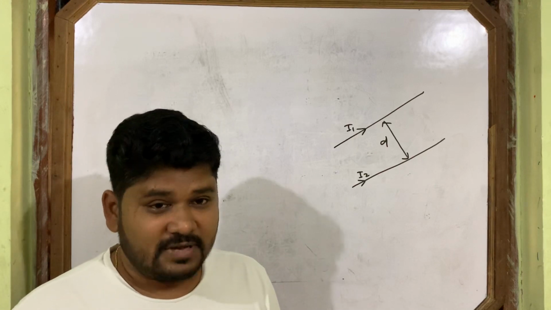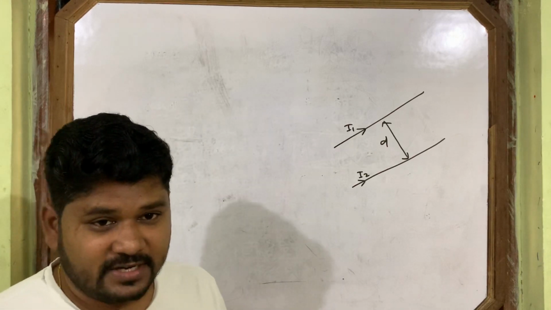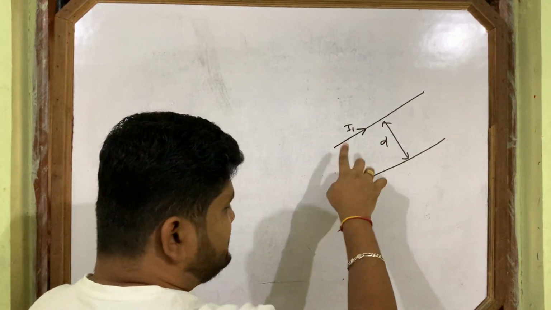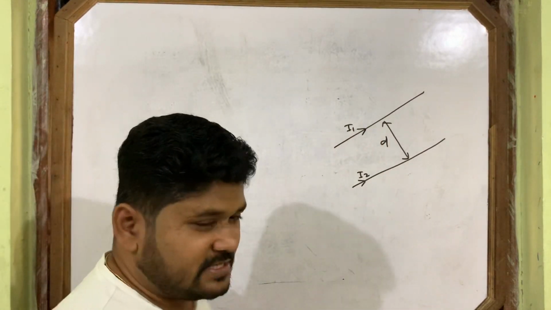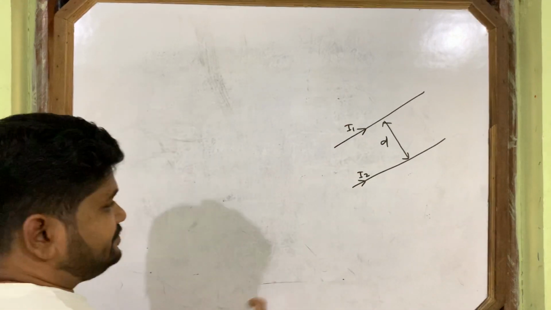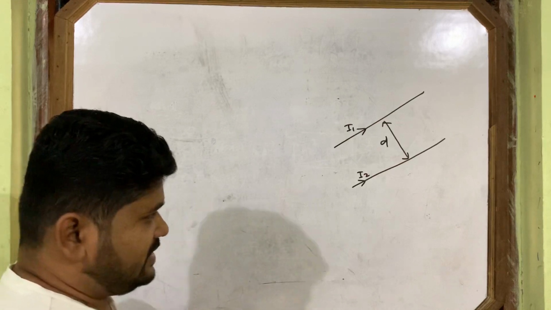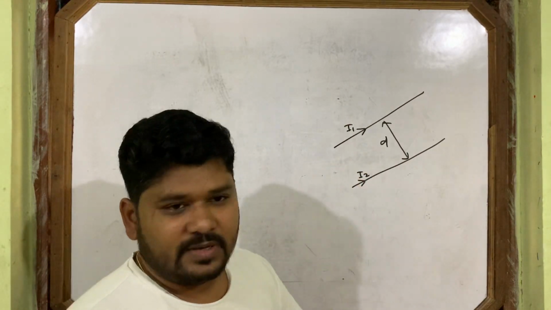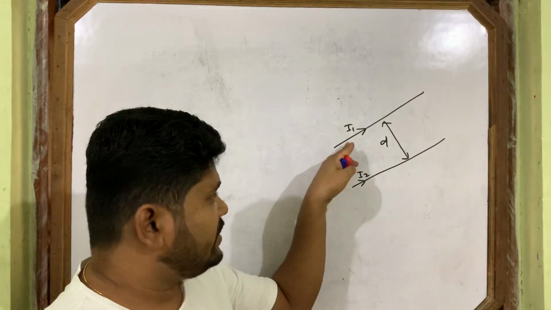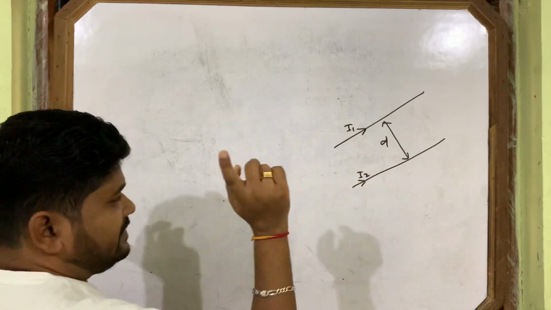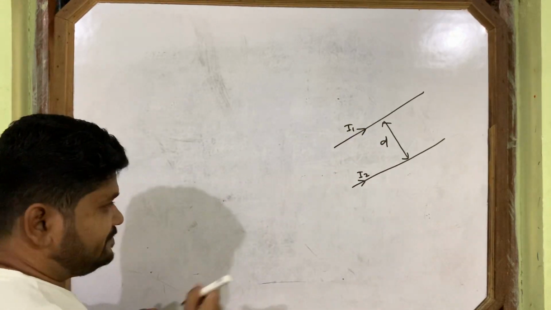Let's find how much force acts between two parallel currents. I1 and I2 are two currents placed in vacuum. I am taking the medium as vacuum, and d is the distance of separation. What is the magnetic field due to I1 on I2? Let's find the force on I2 due to I1. So we have to find the magnetic field of I1 on I2.